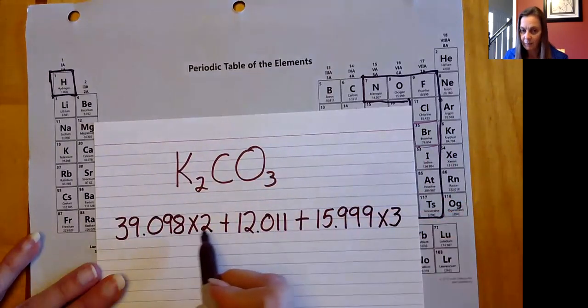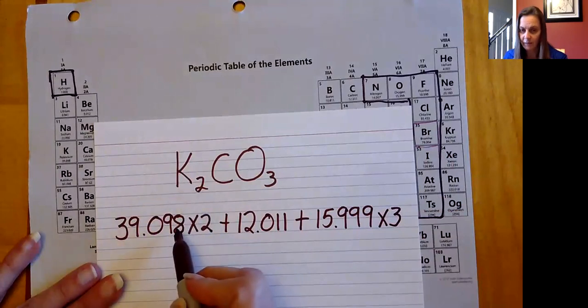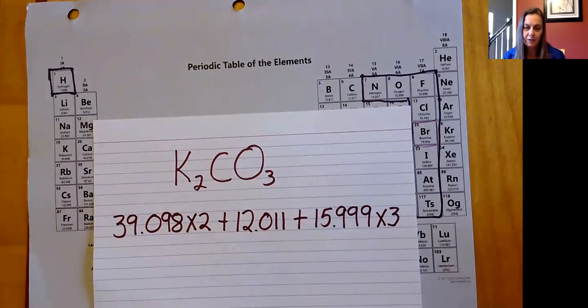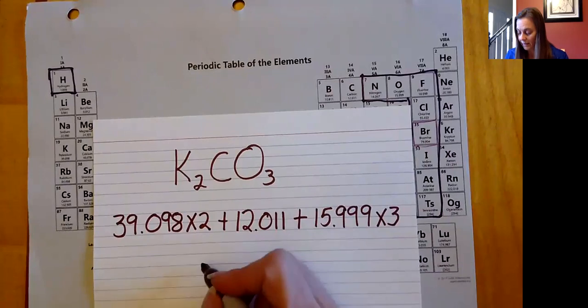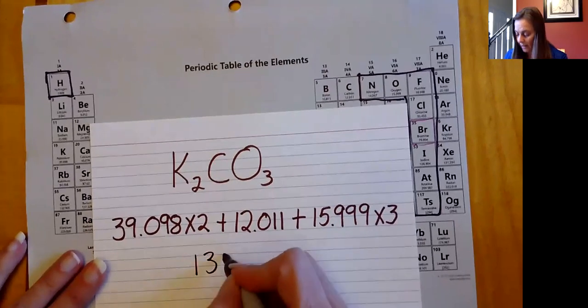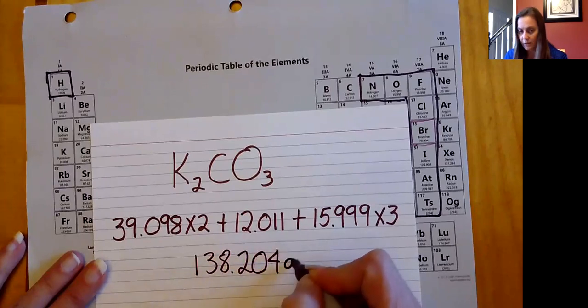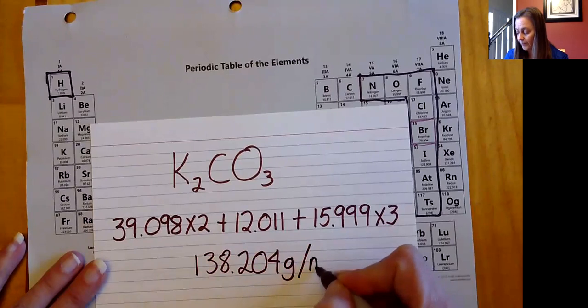So anytime we have a subscript, we need to multiply that mass by the subscript. And we want to add all of them up together. So when we find the mass of potassium carbonate, we would have 39.098 times 2 plus 12.011 plus 15.999 times 3. And that's going to give us a mass of 138.204 grams per mole.